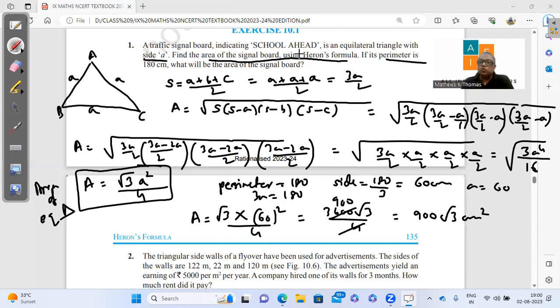So please remember there are two parts to the question. First part, we have got the answer as root 3 A square by 4. This will be the area of the triangle when the side is A, and we have found this by Heron's formula. And using this formula, what will be the area of the signal board? We are using the value of A as 60 because it's an equilateral triangle, all the sides are equal. So 3A is 180, A will be 60, and you just put the value of A here, and you will get the result as 900 root 3. So this is our answer number 1.